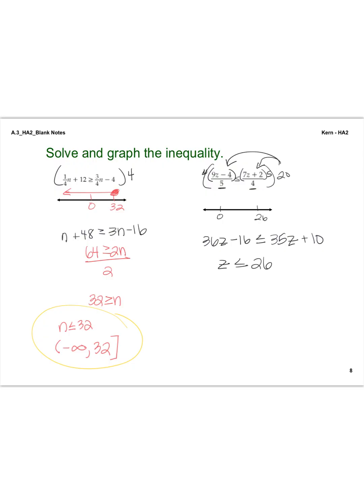0, 26, closed circle, left. Interval notation starts with a left arrow. We stop at 26, bracket, done.